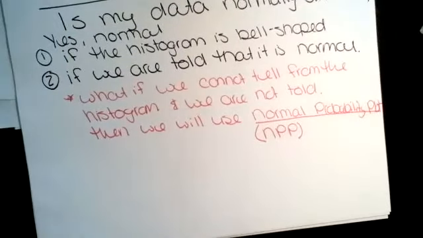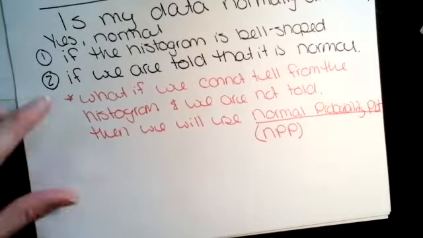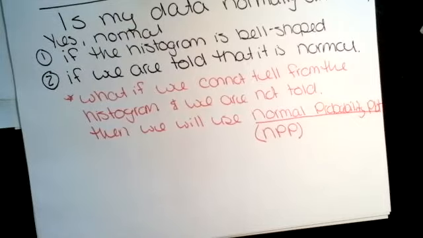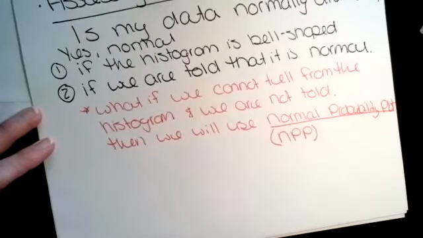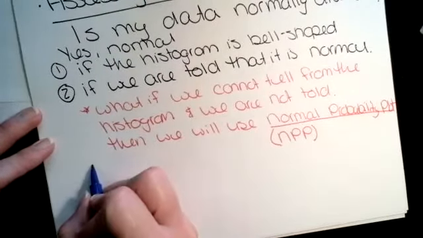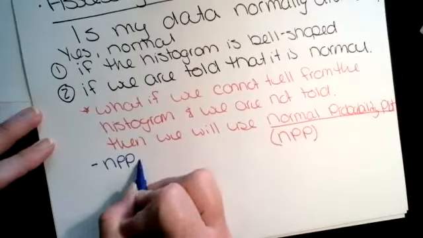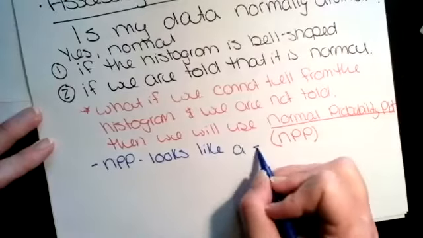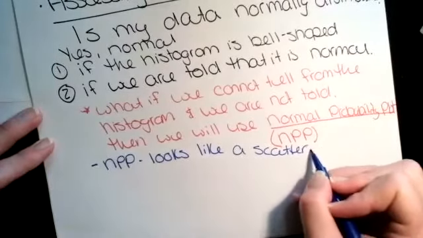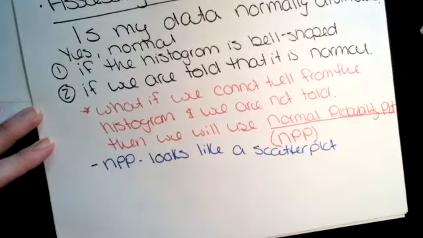I want to talk to you about this plot and what it looks like and how we can use that to see if our data is normal. I'm going to give you some information about the NPP first, and then we'll get back to number 3 on here. An NPP looks like a scatter plot. Remember back in chapter 4, we had scatter plots. That's what it looks like. It's not a scatter plot, something a little different, but it looks just like it.